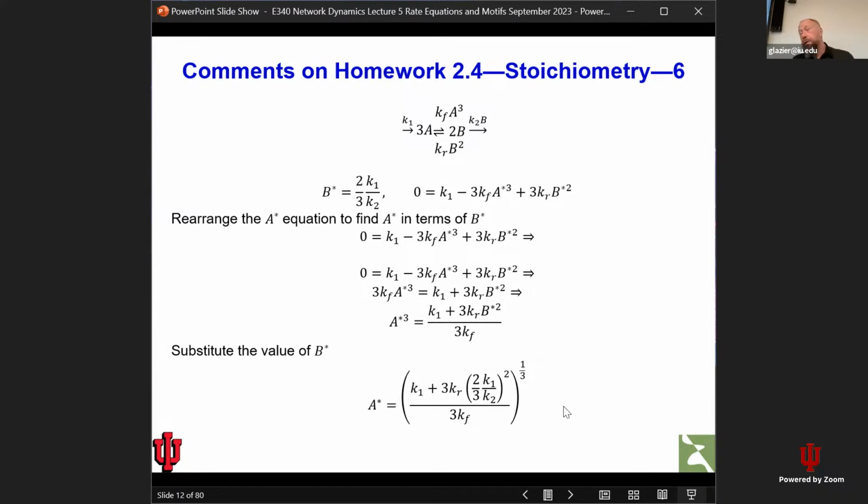Well, that's algebraically a little bit of a mess, but it wasn't hard to solve. I didn't have to use a quadratic formula or a cubic formula or anything. I just did simple algebraic manipulation. So if I know what K1, K2, KR, and KF are, I know what the value of A star is.